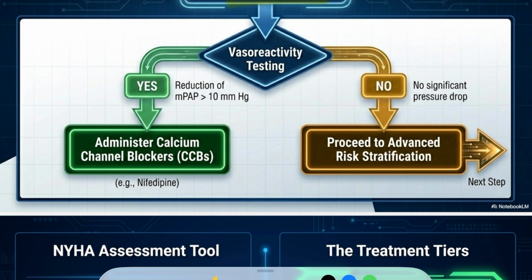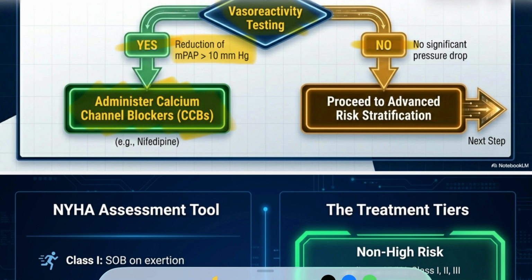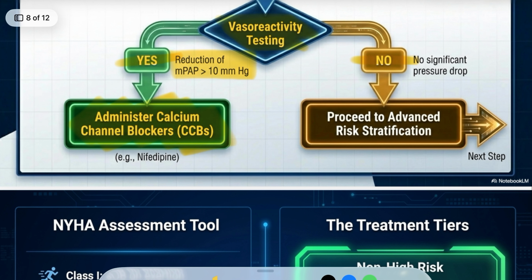So we are doing the right heart catheterization. Then we will do the vasoreactivity testing. It is just yes or no. If yes, the reduction of mPAP will be more than 10 mmHg, so we have to administer calcium channel blockers. We'll be discussing all the drugs required in the treatment of pulmonary hypertension further on. So if yes, you are going to give a CCB and he will be perfectly fine. If no, then you have to go with further treatment, where we will see no significant pressure drop.